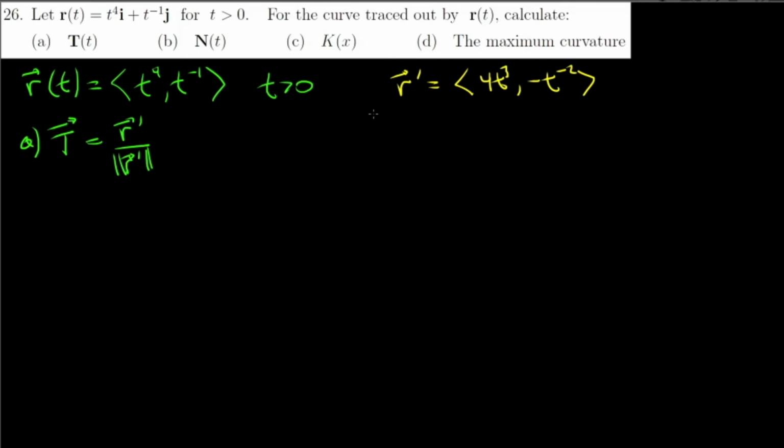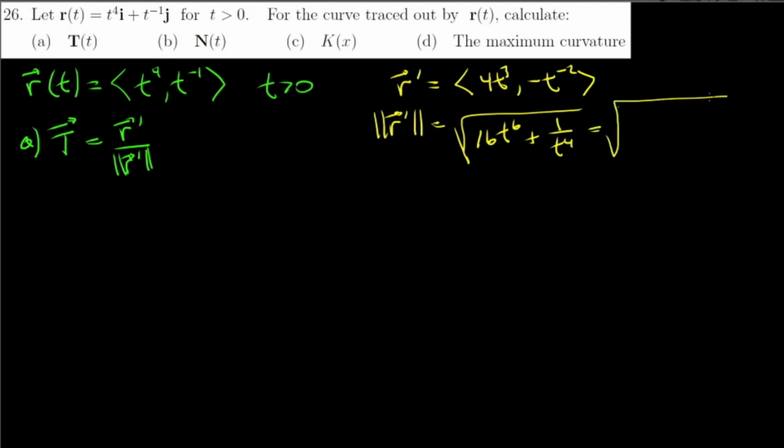is the vector 4t cubed, negative t to the negative 2. And so its magnitude is going to be the square root of 16t to the 6 plus 1 over t to the 4th. And the point is we can simplify this considerably. If we get a common denominator here, this is going to be 16t to the 10th plus 1 all over t to the 4th. And so it's really the square root of 16t to the 10th plus 1 all over t squared.